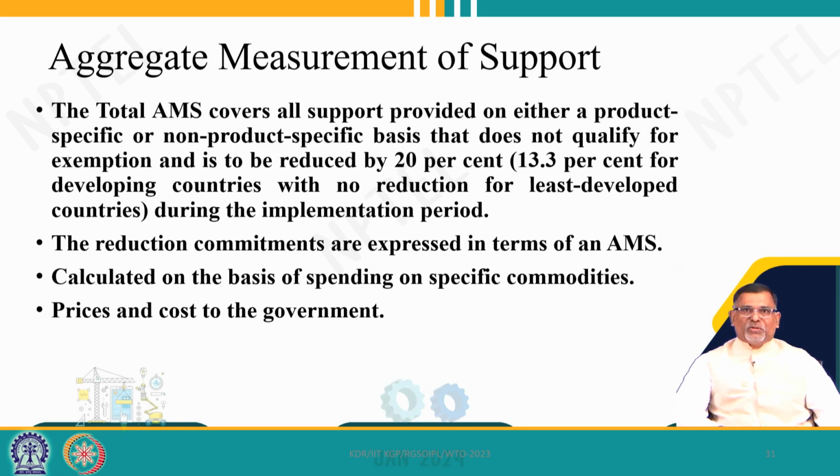Then again, as I told you, there is a commitment to reduce product-specific and non-product-specific subsidies. The non-product-specific subsidies that do not qualify for exemption have to be reduced by 20% by the developed countries and 13.3% by the developing countries. The implementation period is over and the countries have implemented this provision. So, the total cost of the government on subsidies is expressed in terms of aggregate measurement of support. What you will include and what you won't include will depend upon every country, but that should be according to the Agriculture Agreement. That is the controversy going on.